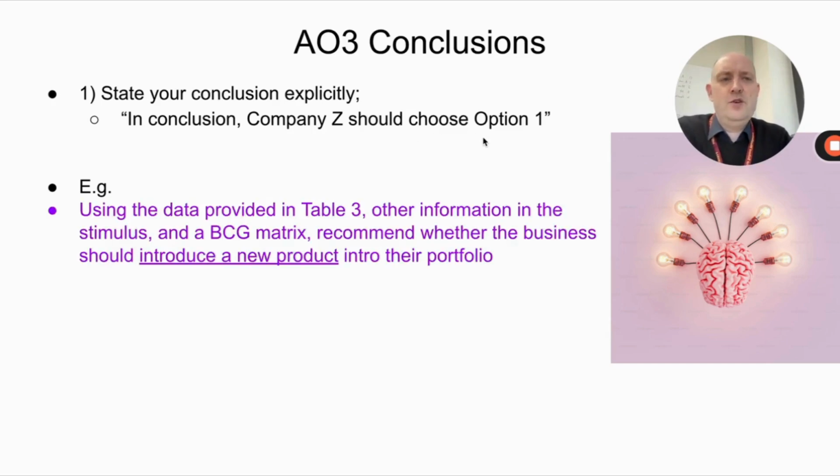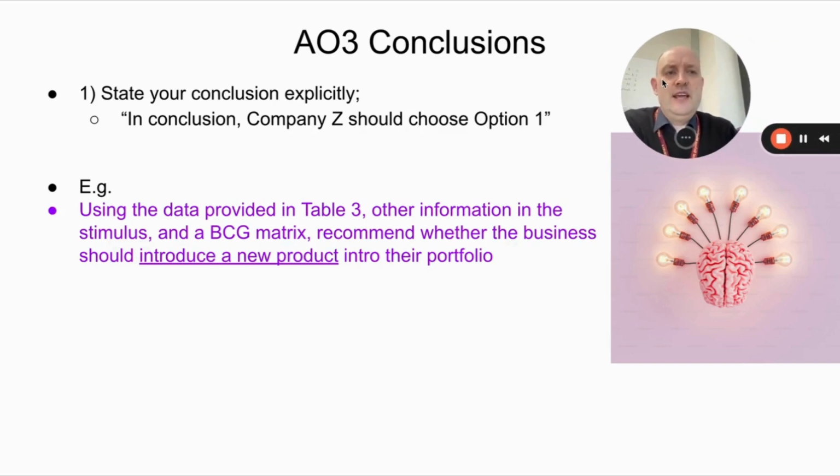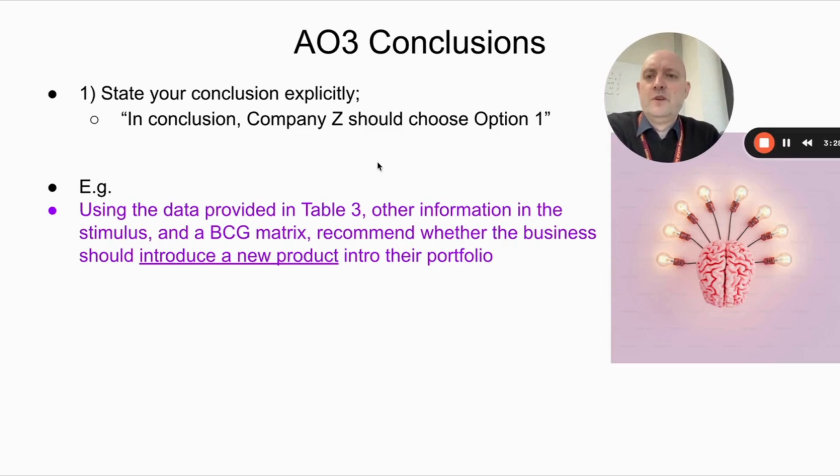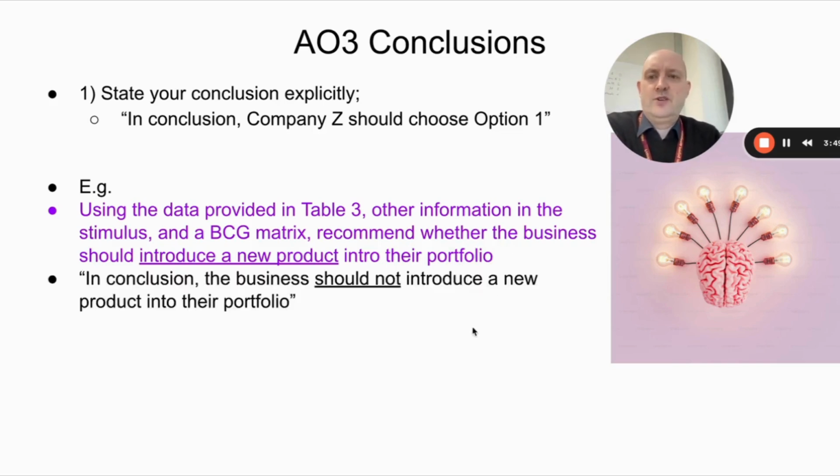So the example I'm going to use in this video is this question that I brought up in the first video. Using the data provided in table 3, other information in the stimulus and the BCG matrix, recommend whether the business should introduce a new product into the portfolio. Obviously when you're doing the question, there'll be a case study there, but I'm just going to use this question without the case study just to show you what sort of things it might look like. So here we're just going to answer the question. In conclusion, the business should not introduce a new product. Obviously, if you think they should, then you're going to say they should. And that's all we need to do here.